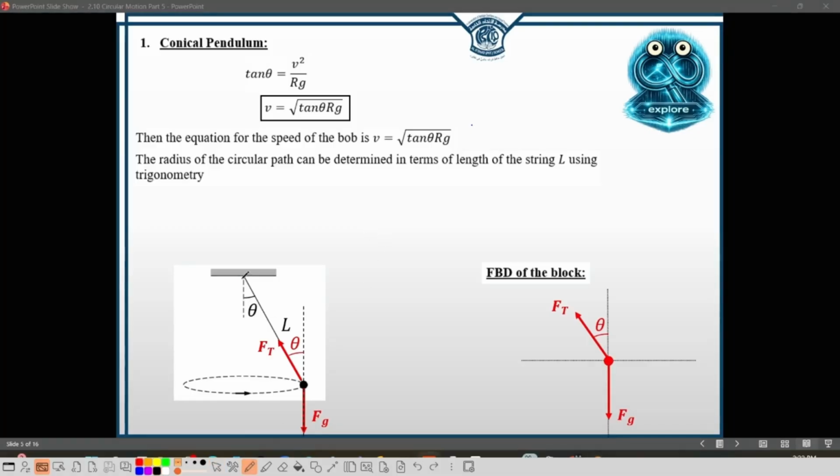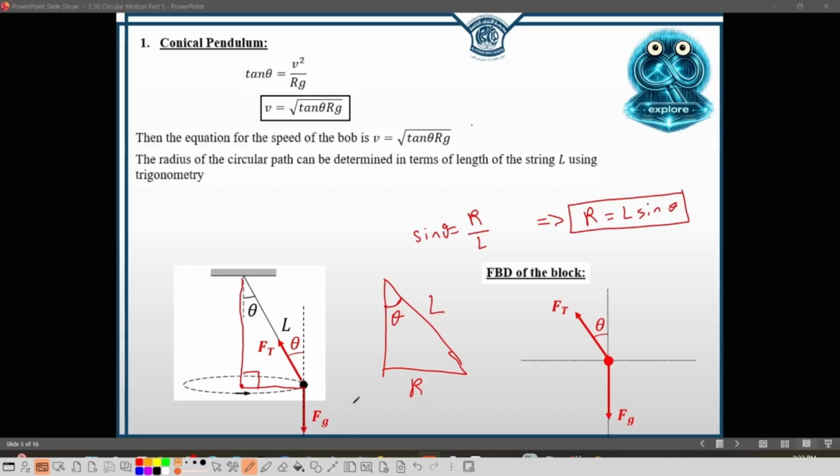Now let's consider this triangle here. This is a right triangle. In this right triangle, we have the angle theta here, the radius, and the L. From trigonometry, we know that sine is opposite over hypotenuse. So the opposite is R, the hypotenuse is L. This is sine theta, so we can express R as L sine theta. And the formula becomes v equals the square root of tangent theta times L sine theta times g.